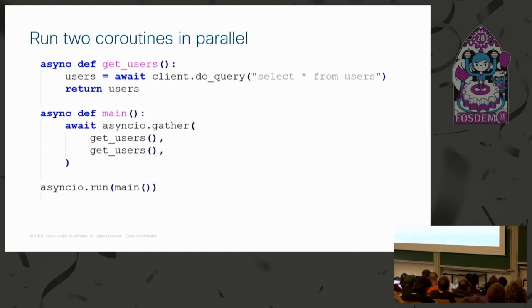Something else which is important to know is how to run coroutines in parallel, because that's the whole point of using async I/O. You want to parallelize stuff. And one way of doing it is by using asyncio.gather. So asyncio.gather is a way to wait for the outcome of multiple coroutines at the same time. In this case, we spawn the getUsers coroutine twice, and when both are done, the execution of the main function will go on. So actually, you can think of asyncio.gather as a join in threads. You're joining multiple things together.